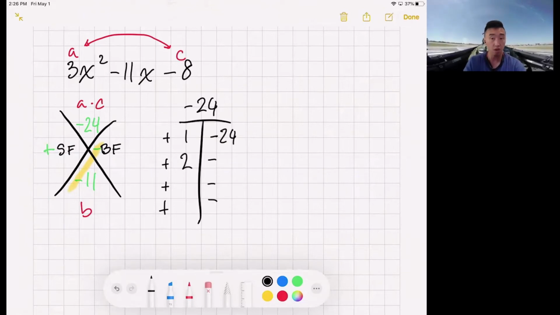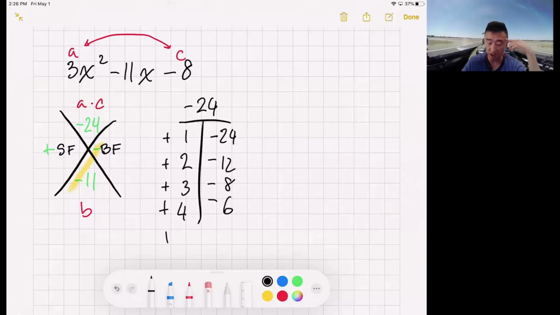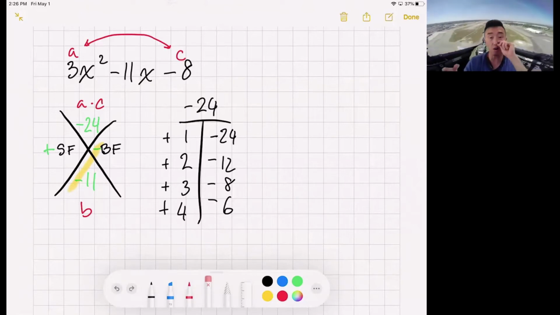Okay, does 2 work? Yes, it does. 12. Does 3 work? Yes, it does. Times 8. Does 4 work? Yes, it does. Times 6. Does 5 work? No, it doesn't. Does 6 work? Yes, it does. But what's so special about 6 is it already showed up. And so then I know I don't need to do that one again. Okay, so these are all our possibilities.